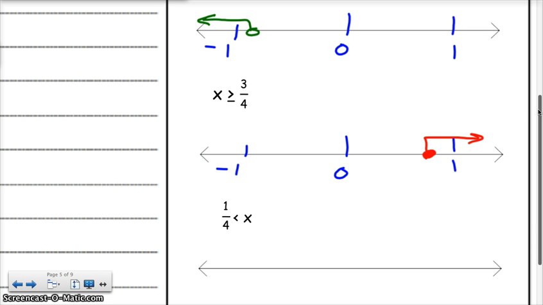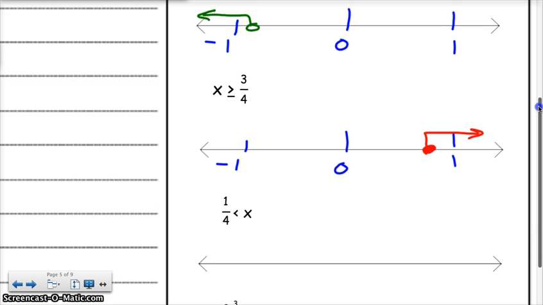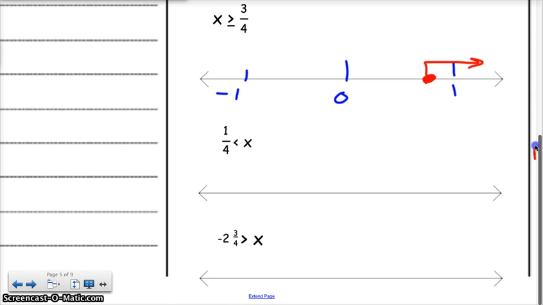Oh no. Now I have a fraction and the variable on the right hand side. That's fine. I have to put the variable on the left. X, open mouth, 1/4. 0, 1, negative 1. 1/4, 0.25, just a little bigger than 0. Oops, it should be an open circle. Open circle at about 0.25. I'm bigger, so I'm going to the right.